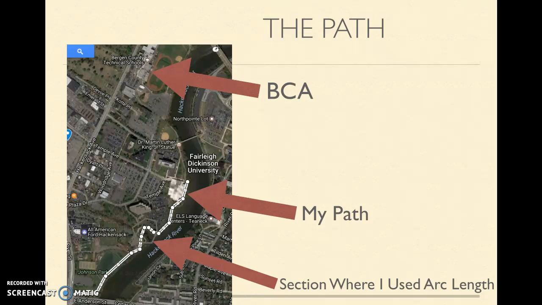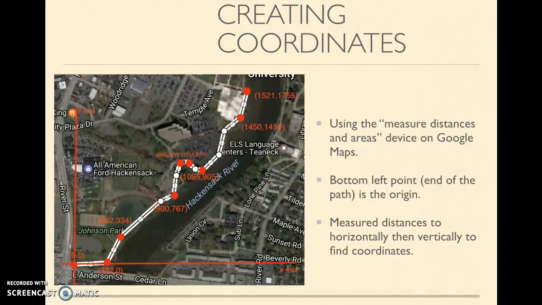So here's the path. Here you can see there's BCA on top. My path is what's highlighted in white, and that little round section is where I used the arc length formula to find the length. To create coordinates, I used the measuring distance and areas device on Google Maps, and I started at the bottom left, making that the origin. I would measure to the right for the horizontal distances to get my x values, and then measure the vertical distances to get my y values. I put a bunch of that information together to get these points.